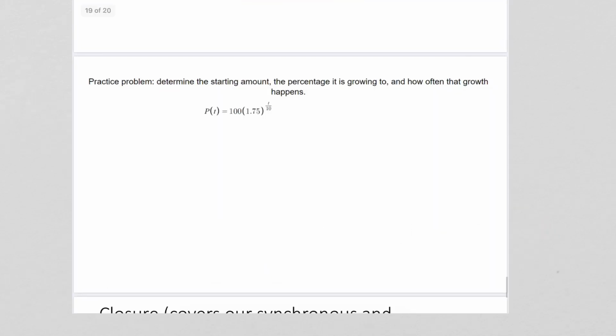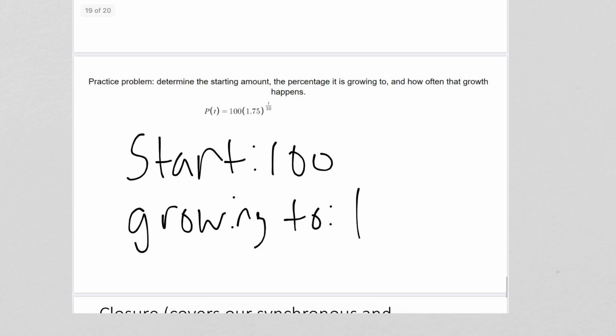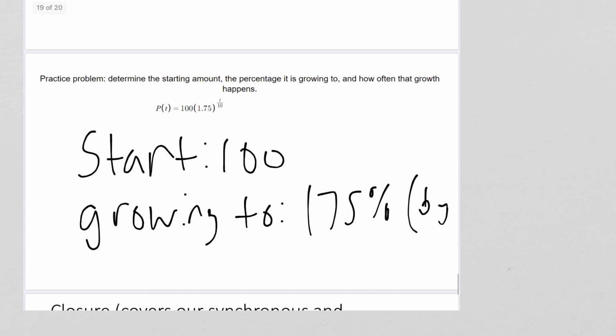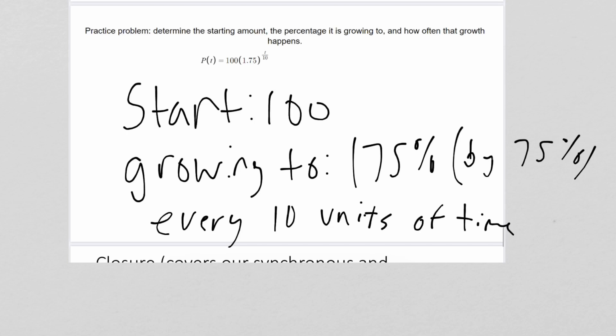Okay, so let's do another practice problem. Determine the starting amount, okay? So the starting amount is 100. The percentage, it's growing to 175%. So it's growing by 75%, right? And then it's happening every 10 units of time, because we're doing that x divided by 10, okay?